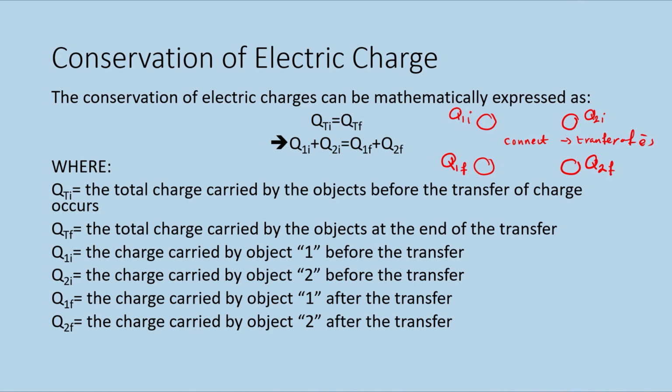So Q total initial, let's write it there, is equal to Q1 initial plus Q2 initial. Q total final is the sum of the final charges. It is equal to Q1 final plus Q2 final.